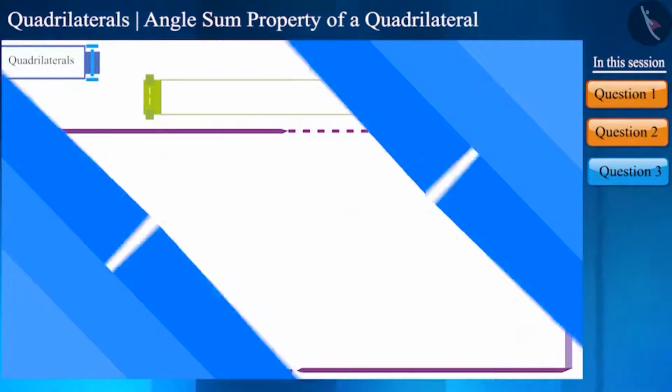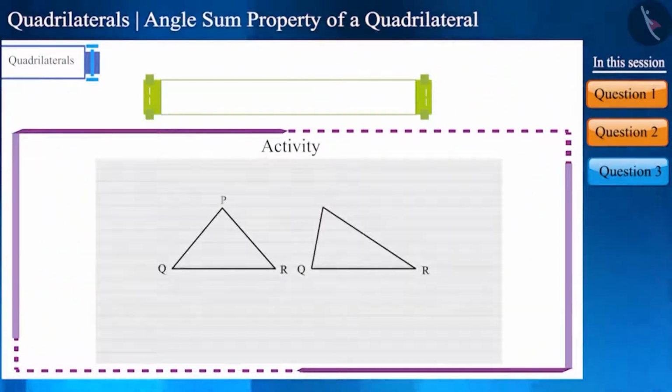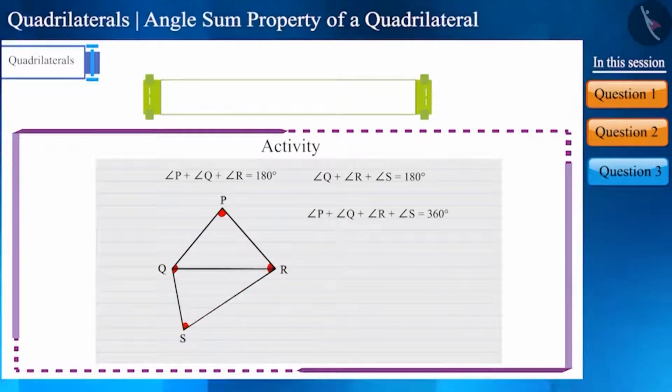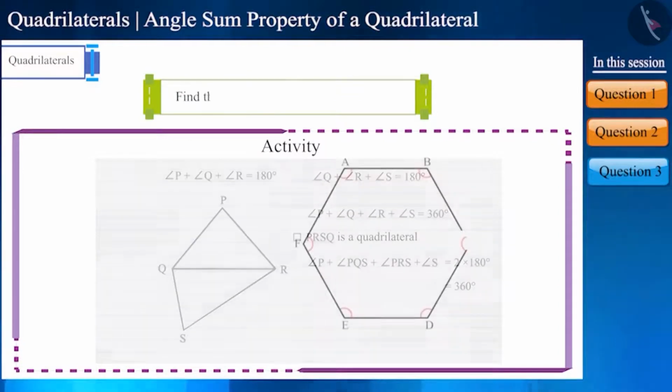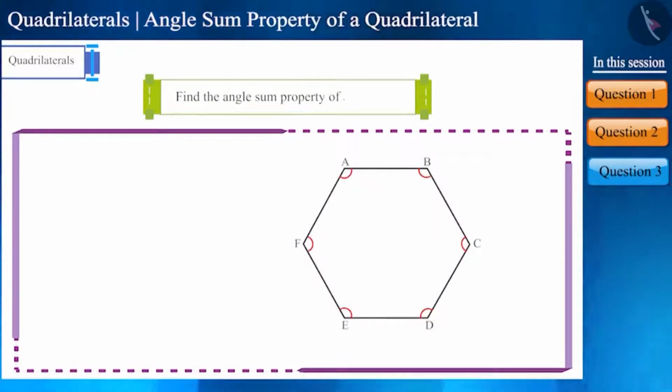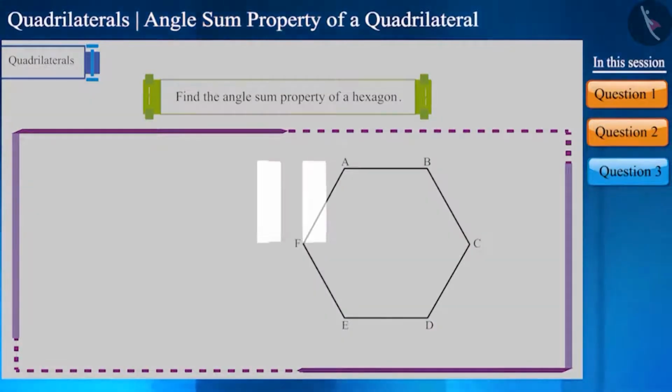Let's take one more question. Friends, to show or prove the angle sum property of the quadrilateral, we have divided it into two triangles. With the help of the same concept, find the angle sum property of a hexagon. Friends, how do we solve this question? Pause the video and think about it.